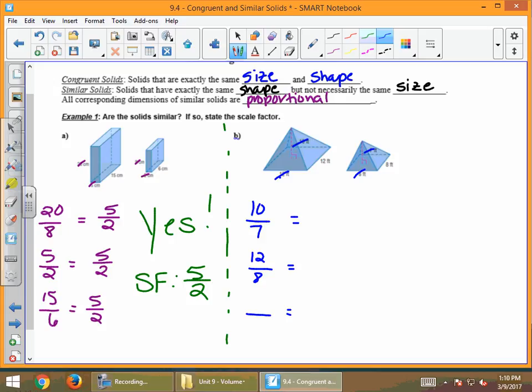And then if you notice, we have the exact same fraction for that third one. So you don't necessarily have to write that one down when they're the same. We're going to just for practice. What does 10 over 7 simplify down to? Nothing. It stays 10 over 7. It's already simplified. What does 12 over 8 simplify down to? 3 over 2, and that's going to simplify down to 3 over 2 because they're the same fraction. Are these the same? No. So are these figures similar? No. They're not. So there's not going to be a scale factor.